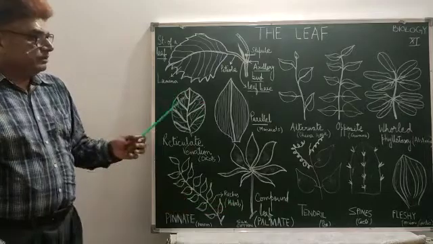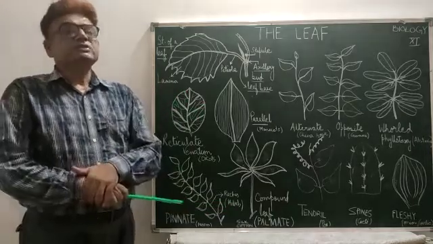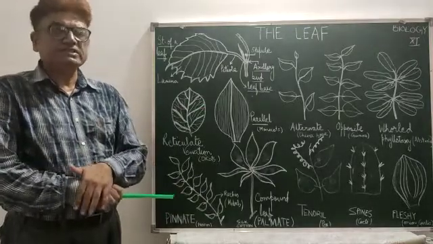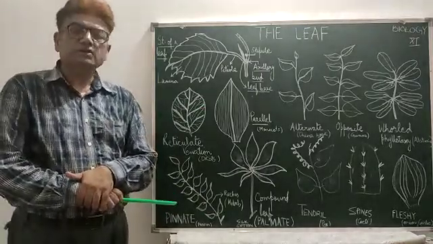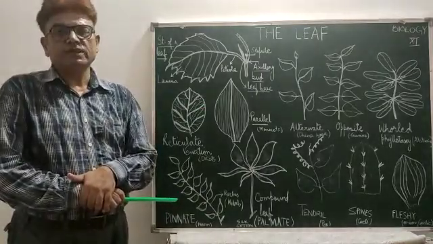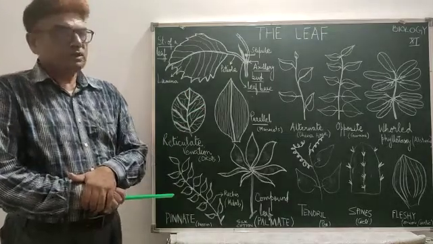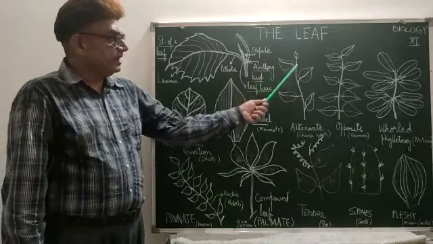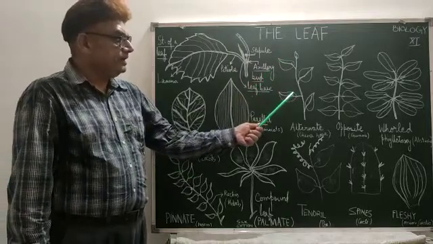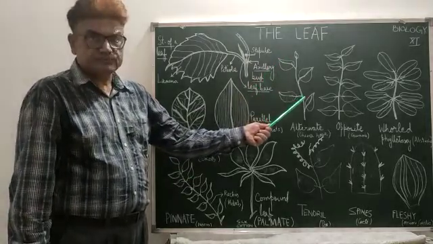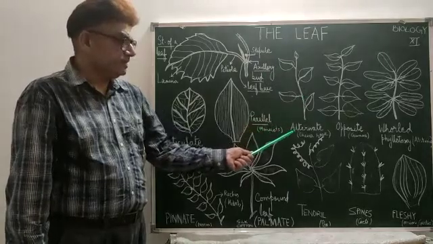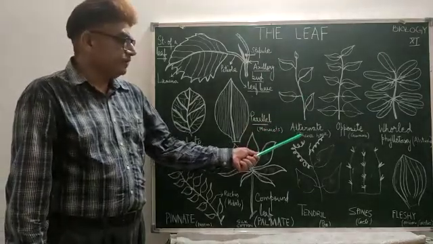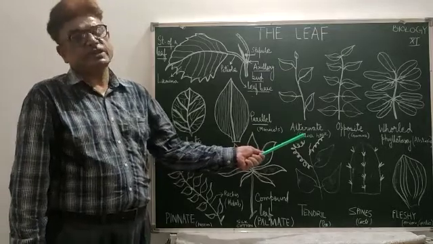Now, based on the arrangement of leaves on the stem, we again have three types of phyllotaxies. Phyllotaxy is a very important botanical term which means the arrangement of leaves on the stem. If the leaves are arranged in an alternate fashion and only one leaf is present at one node, that arrangement is the alternate arrangement, and this type of example we find in case of China rose.